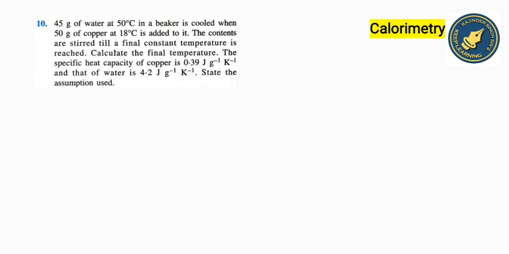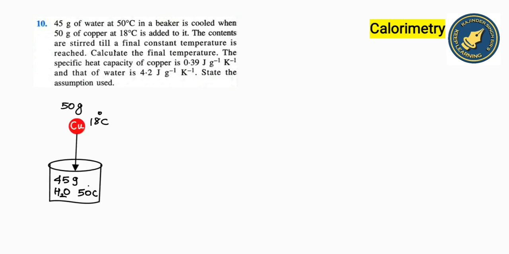Similar question, 45 grams of water at 50 degrees Celsius in a beaker. In a glass you have 45 grams of water. Here's the diagram, just a sketch. You need not draw it in the exam, it's okay. Copper is at 18 degrees Celsius, water is at 50. So let the final temperature be anything between 18 and 50. It can be 20, it can be 25, we don't know that. So we have to find that. So let us say the final temperature is X degrees Celsius.